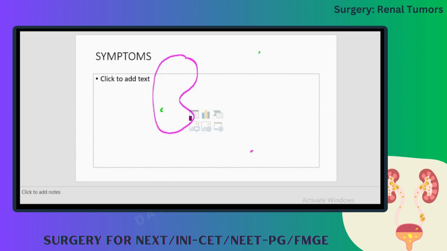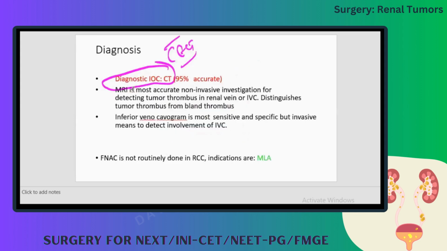So, renal cell cancer has a peculiarity. This is the only cancer which will spread into the renal vein and into the IVC. So, the malignancy can spread into the renal vein and IVC. Clear? The investigation of choice is CT, CECT. But MRI is the most accurate to detect the tumor thrombus.